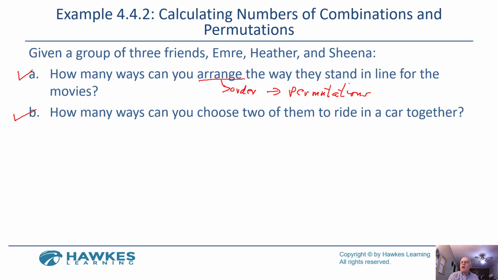Part B, how many ways can you choose 2 of them to ride in the car together? Well, in this one, remember, they're either in the car or they're not in the car. We're not saying where they are in the car, they're just in the car. So the order does not matter in this one. So, no order. Read through that again. It doesn't say anything about an order. It just says they're together. It doesn't say one's to the right, one's to the left, none of that. No order. So you're going to do this one with combinations.